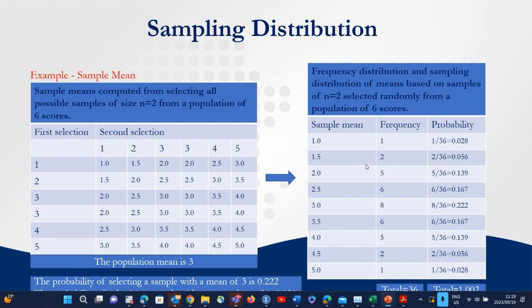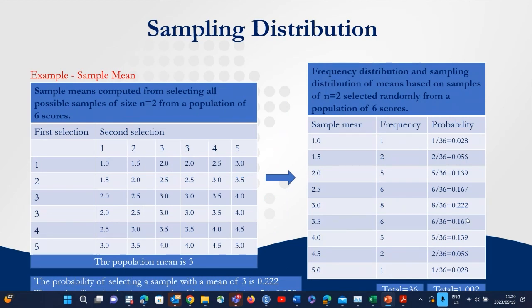Then I can also now do a frequency distribution to say how many samples gave me a sample mean of 1. I only had 1. That's when I select a 1 and a 1. I get a sample mean of 1. And then, how many samples gave me an average of 1.5? I have 2, this one and this one. And then I can also look at how many gave me 2. Then you can count them here. You create this frequency distribution.